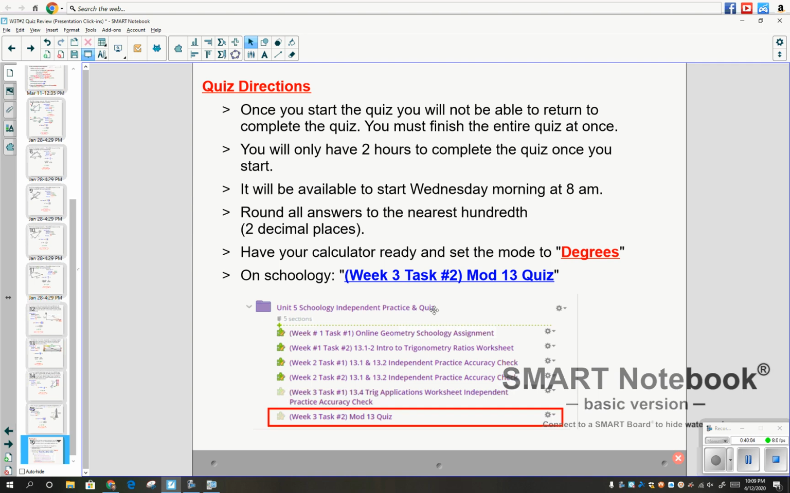I will tell you one thing too in the quiz is there are some multiple choice questions where it asks which trig function, similar to the 13.4 homework. So if you haven't done the 13.4 homework, I recommend you go back and you do that before and check it out, because some of the questions on the quiz are exactly like you see in the 13.4 homework as you answer the multiple choice and then find and type in the missing measure.